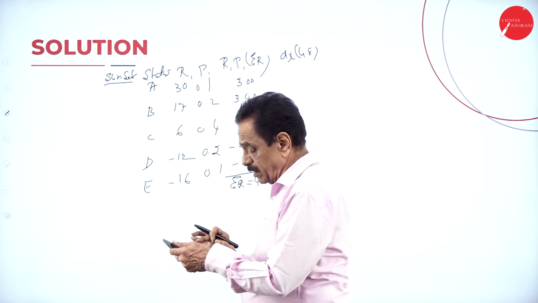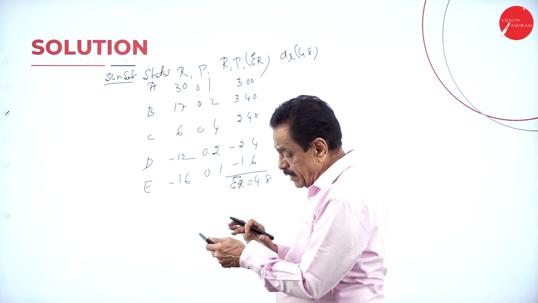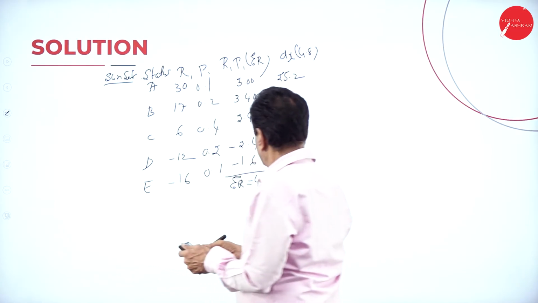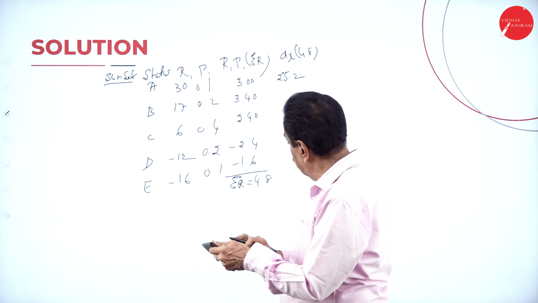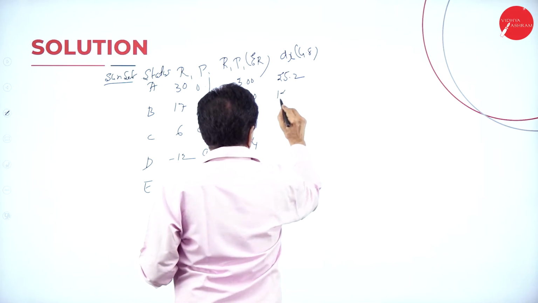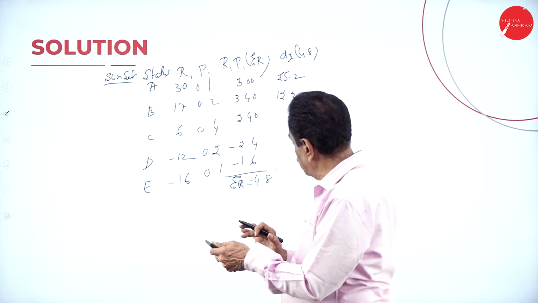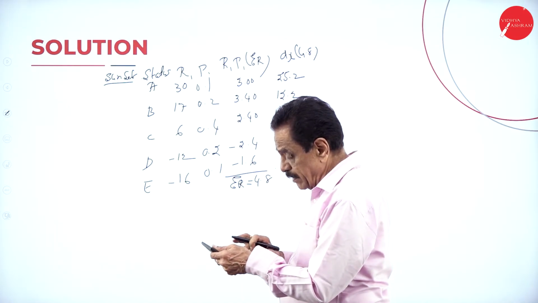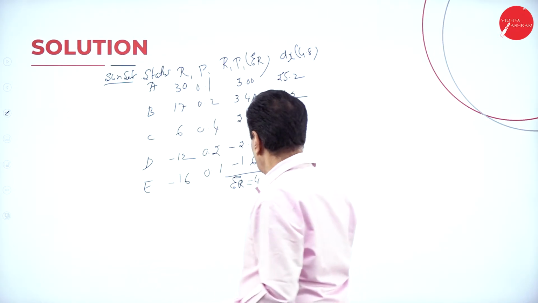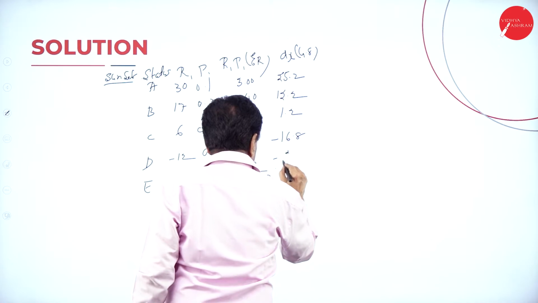So your returns are 30 minus 4.8, 25.2. 17 minus 4.8, 12.2. 6 minus 4.8, 1.2. Minus 12 minus 4.8, minus 16.8. Minus 16 minus 4.8, minus 20.8.